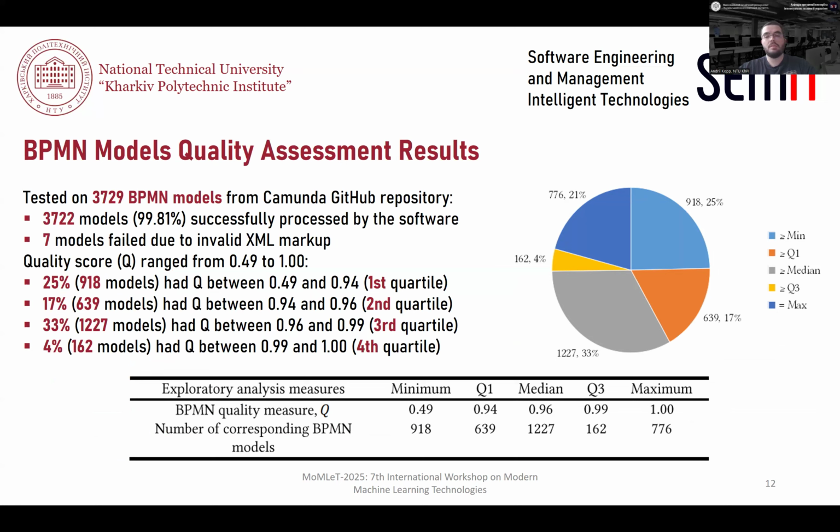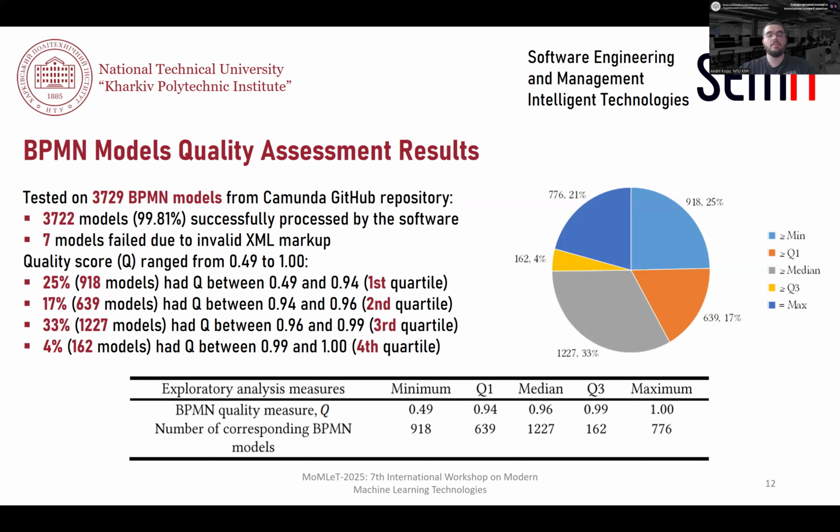We have tested the solution on 3,729 BPMN models from the open source Camunda GitHub repository. 3,722 models were successfully processed by the software, while 7 models failed due to improper XML markup. The quality score calculated ranged from 0.49 to 1, and 25%, or 918 models, belong to the first quartile, demonstrating quality between 0.49 and 0.94.